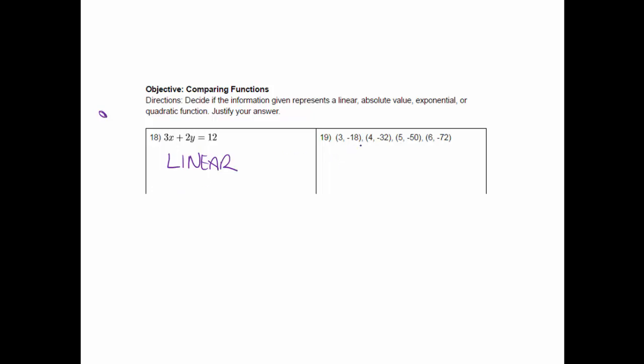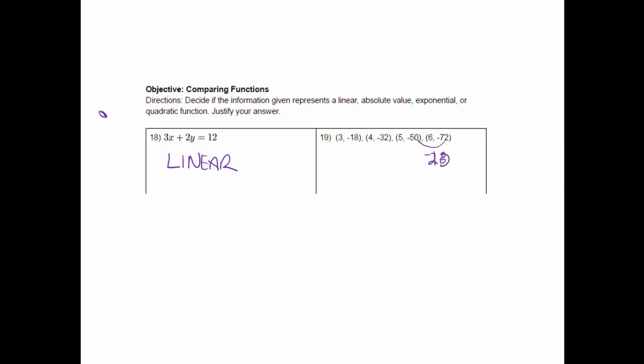Okay, the next one, we have a table of points. I notice they are decreasing. So if it's decreasing, it could be a line, it could be quadratic, or it could be exponential. We're not sure which. I'm going to find the first differences, and I'm going to subtract backwards actually. If I take negative 72 minus negative 50, that is going to give me negative 22.